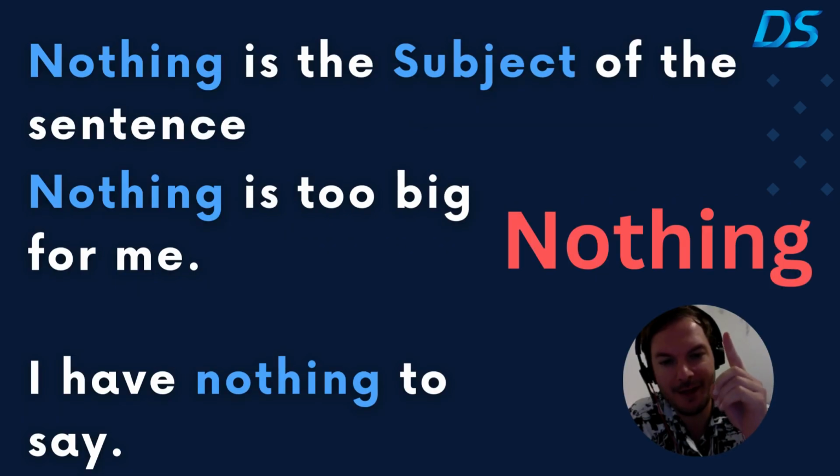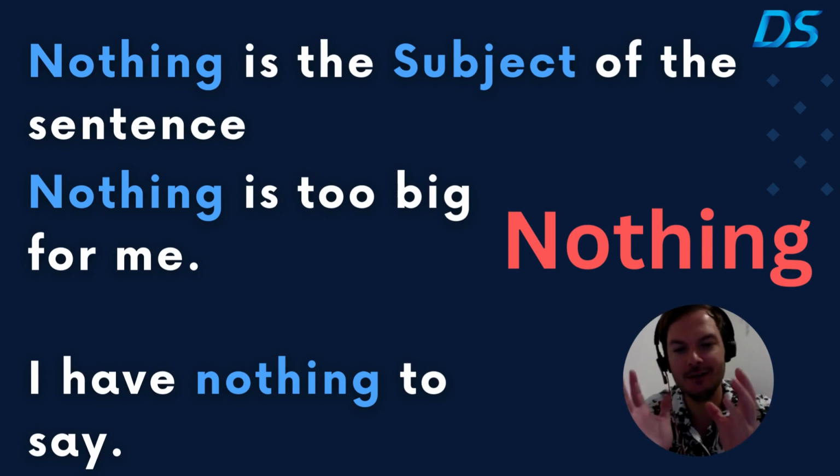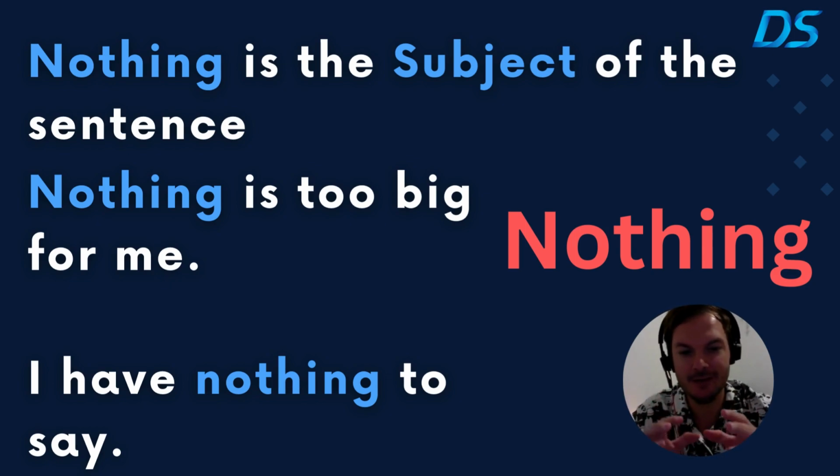So we're going to be talking about nothing, as you can see right up here, nothing. Nothing is the subject of the sentence, meaning nothing is too big for me. I start the sentence with nothing. That's the subject. And then I can use it with the formula of a positive statement.